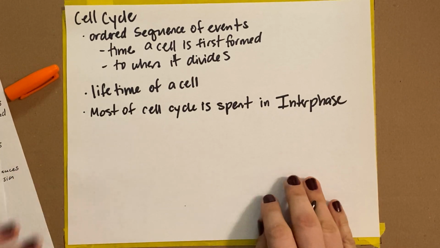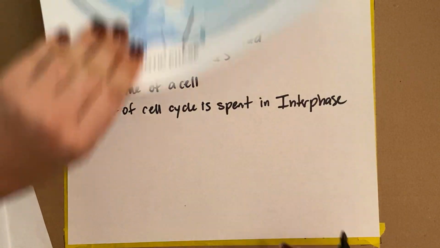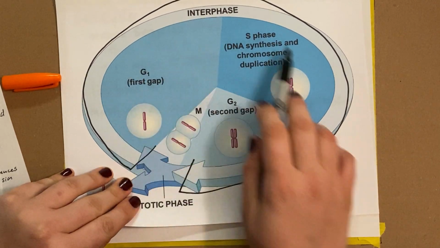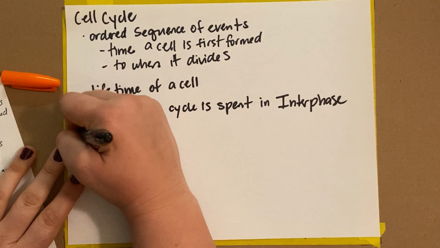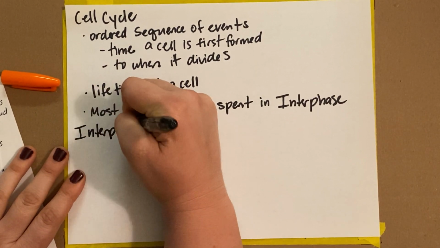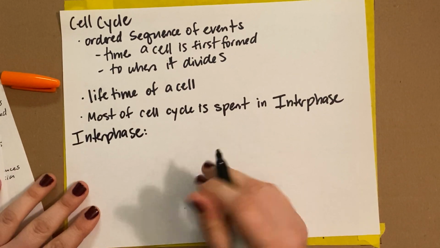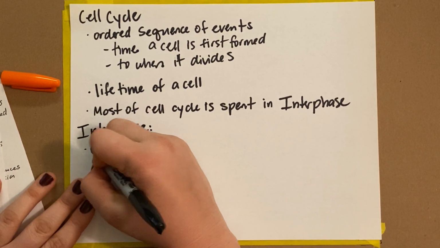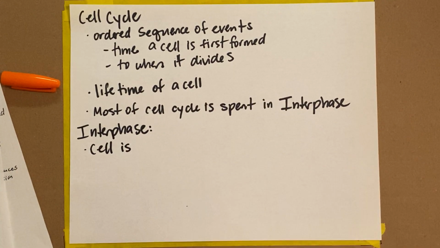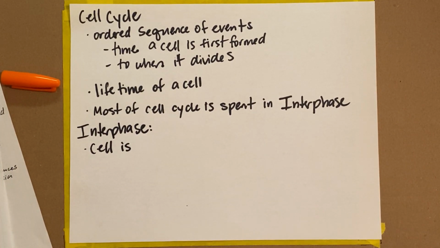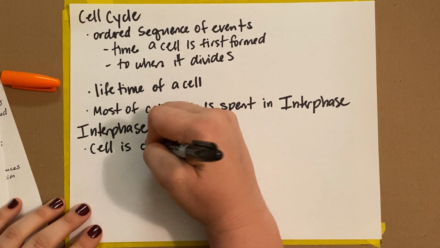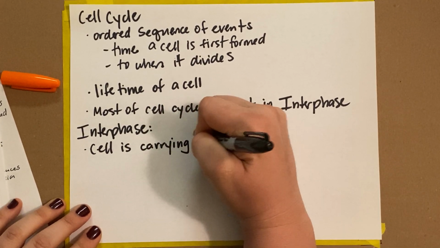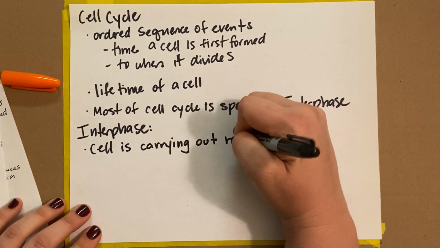And interphase is going to have a couple steps that are happening in it. So if you look back on this, there are these different stages of interphase, which we're going to talk about. So let me just put interphase. Okay, and so what's happening during interphase is that the cell is basically doing its normal thing. So if this is a cardiac cell, or a liver cell or a kidney cell, it's going to be doing what it needs to be doing, okay? So the cell is carrying out routine activities.